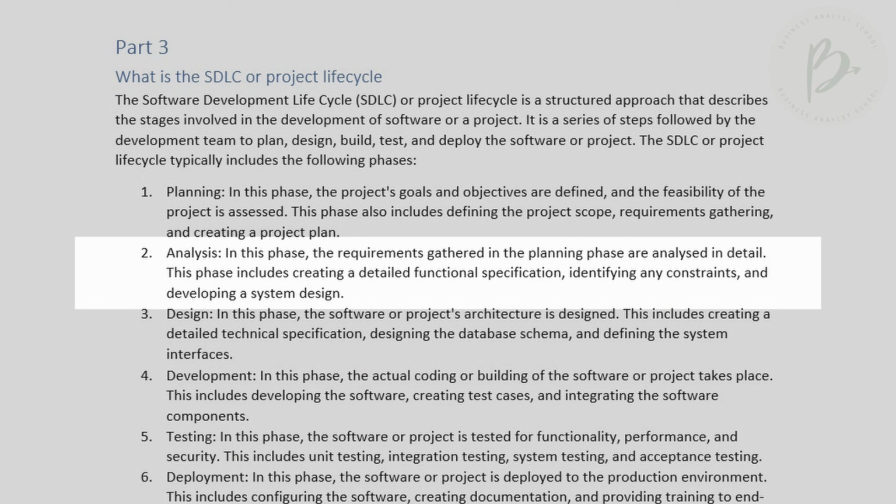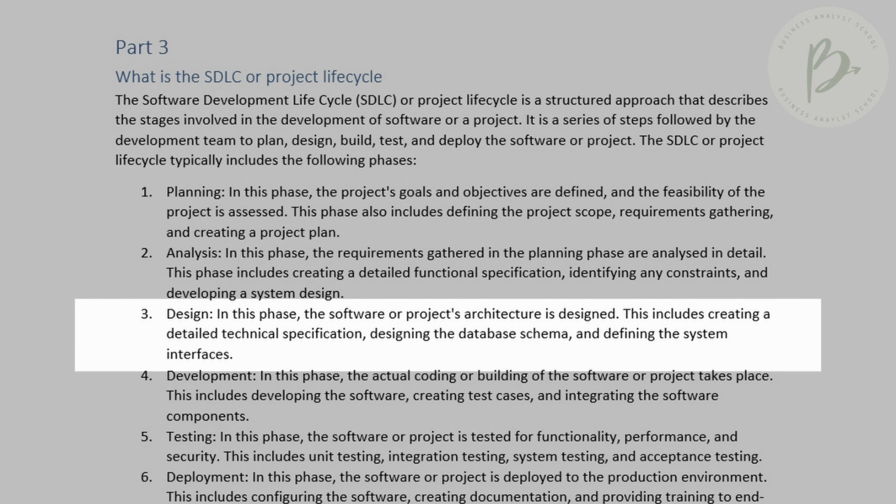Now, the second stage of the project lifecycle is analysis. This is the stage where we're looking at the requirements gathering that we have gathered in the planning stage. We're starting to analyze those requirements in detail. So what are we looking at here? We're looking at creating all those functional specs, BRDs, identifying any pain points, any constraints, and looking at developing the design of the system. So there's a bulk of work within the planning stage and the analysis stage for business analysts.